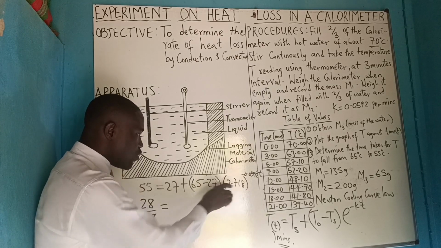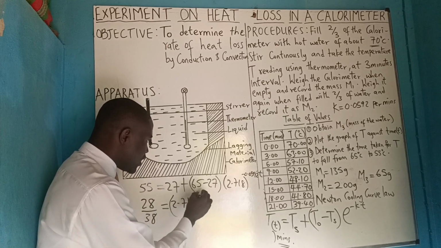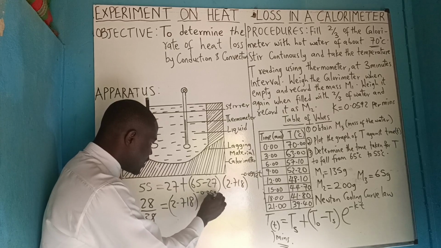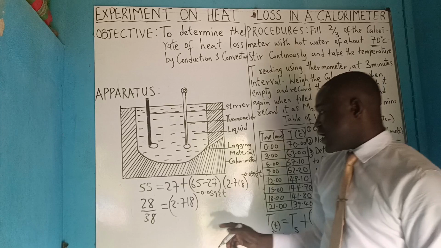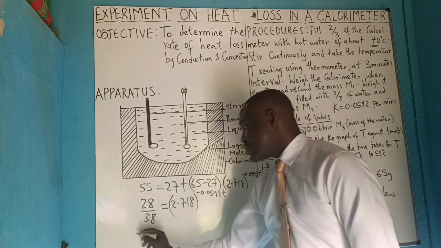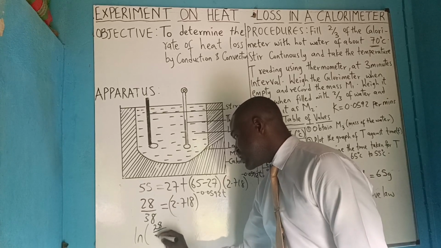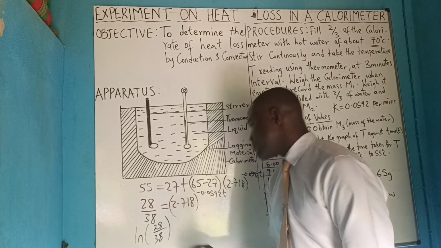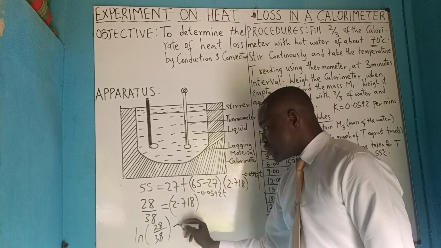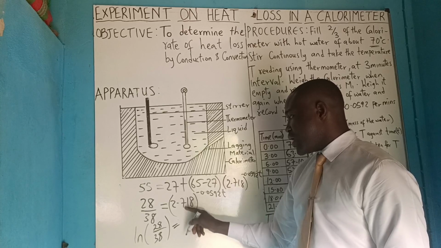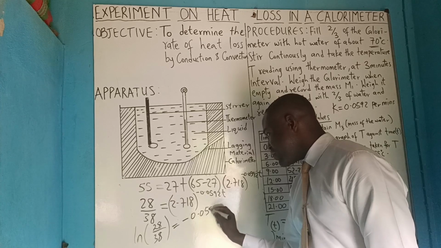is equal to, what do we have here? 2.718 raised to the power of minus 0.0592t. Okay, we are now to make t the subject of the formula. Take ln of both sides. We have ln of 28 over 38. Now, taking ln of this one will make this go. So, when you take ln of here, what you will be having is minus 0.0592t.